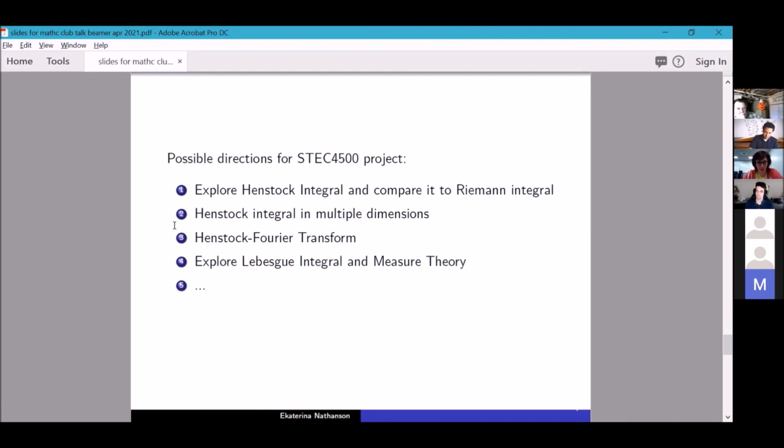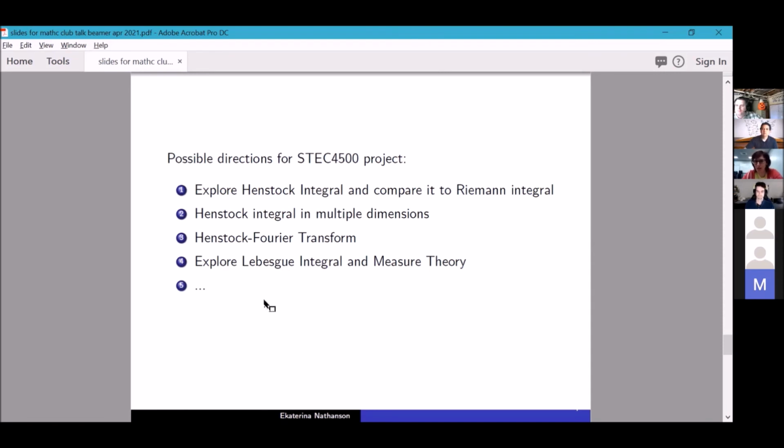Then we can look at other directions, like what happens in multiple dimensions. You know that Riemann integration can be done in 2D, 3D, and n dimensions. So what happens with this integral? How can it be generalized? Anywhere where we have an integral, we can try to make a change and see what happens, like transforms: there is a Fourier transform, there is a Laplace transform, other things.